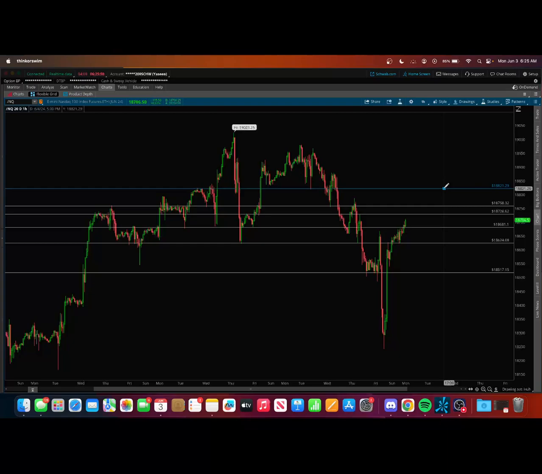Another quick support level right there, as you can see. Resistance, then becomes support a little bit, support, then resistance right here. That's probably going to be it for the levels.